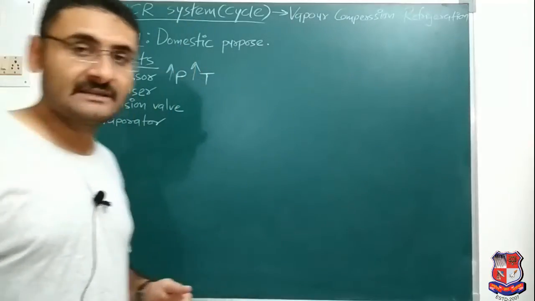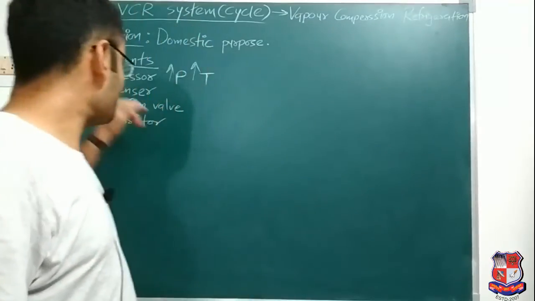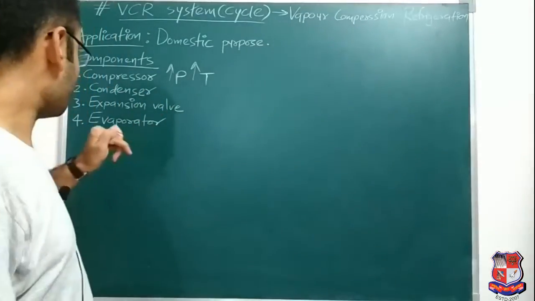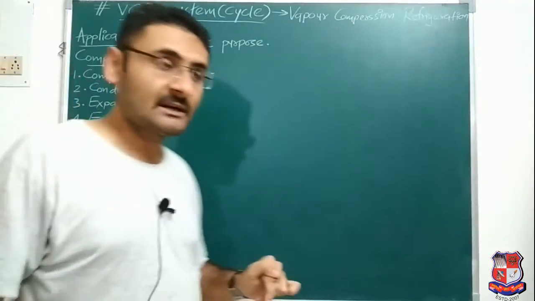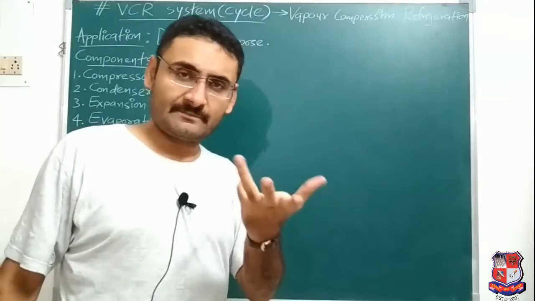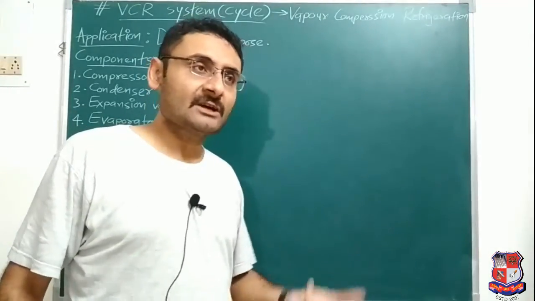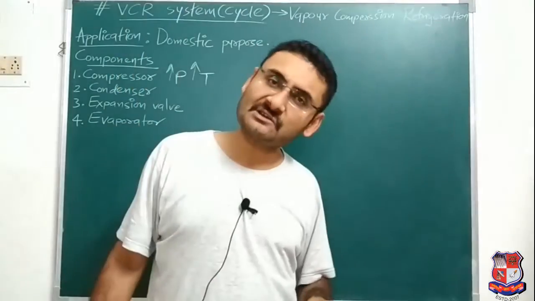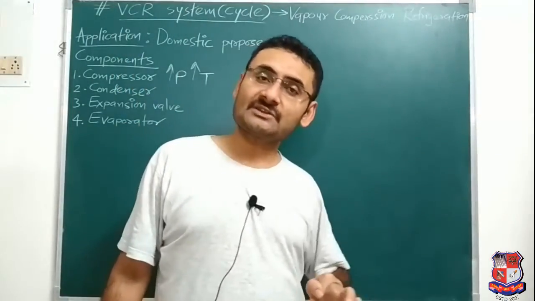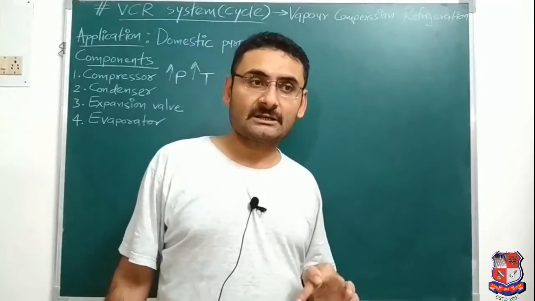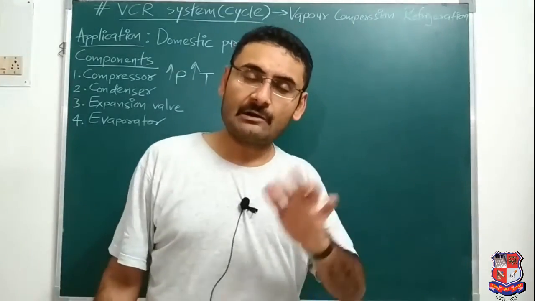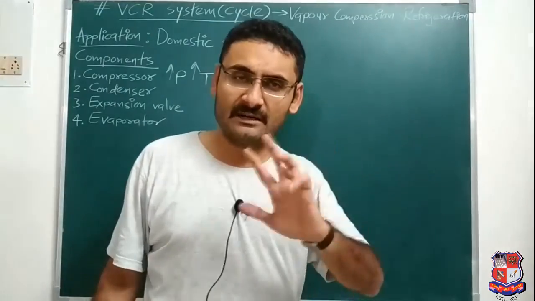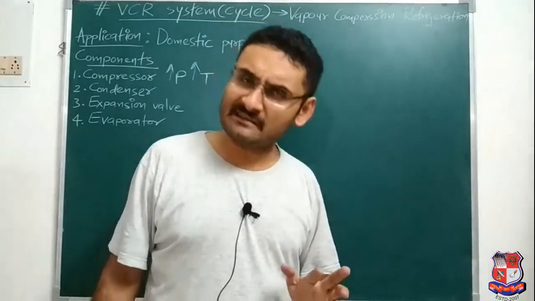Now we will move to the second component. Second component is what? Condenser. Condenser means what? Once again, it is a device. In this device, what happens? Condensation process takes place. Now the question may come, what is the condensation process? Condensation is such a process in which heat is rejected and low temperature is maintained. It is similar to the refrigeration process, you can say like this.